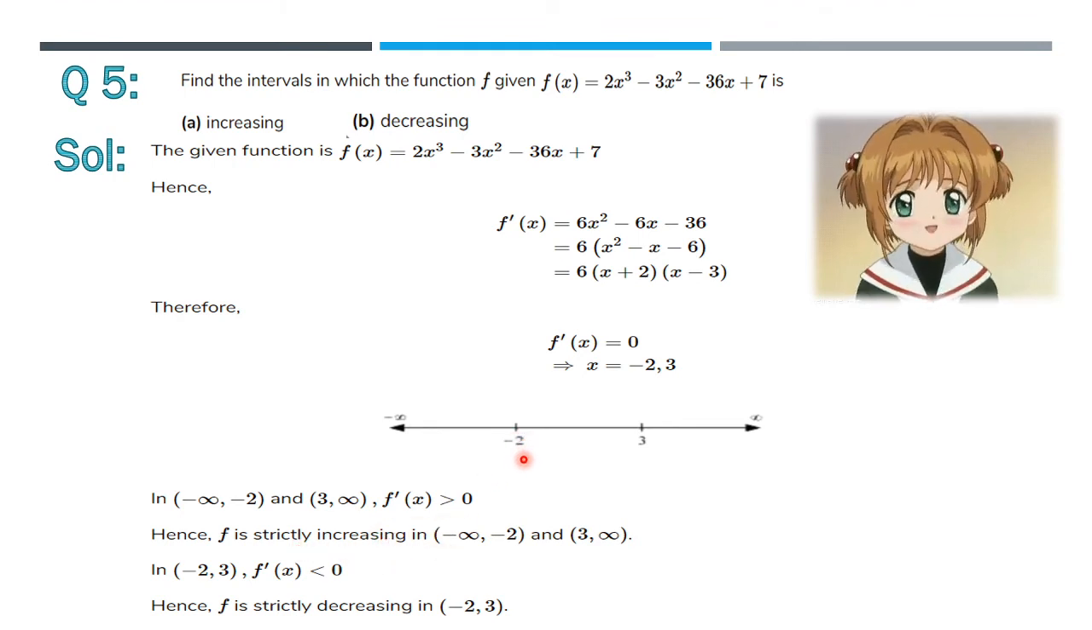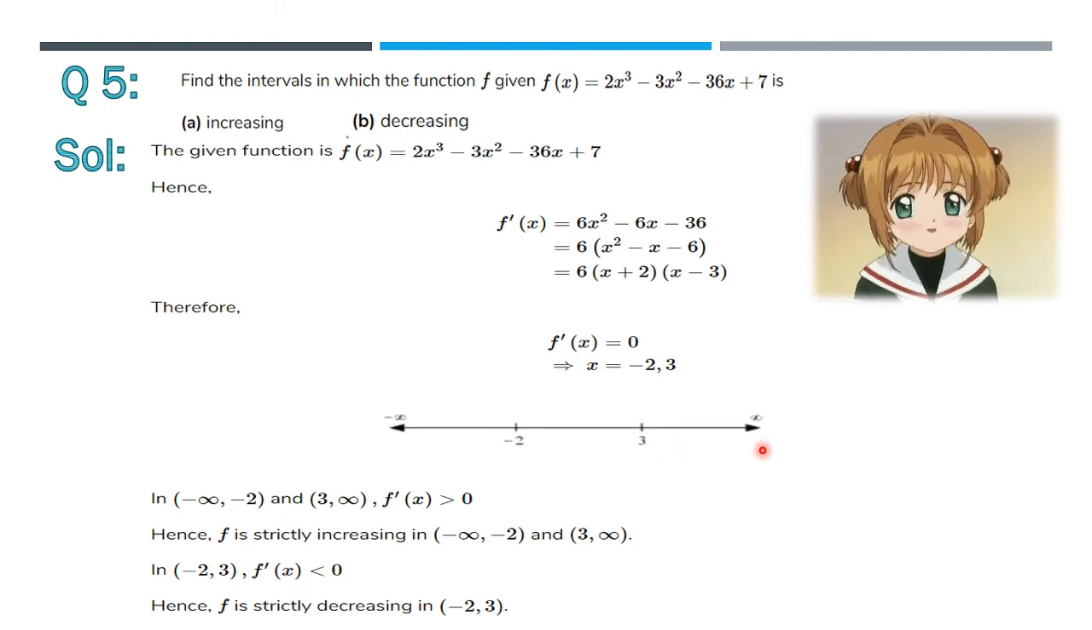Now let's take any value in the interval minus 2 to 3. We can take 0. So 0 plus 2 is something positive, 0 minus 3 is something negative. So overall we are getting a negative value. So in this interval f dash x is less than 0. So it is strictly decreasing.